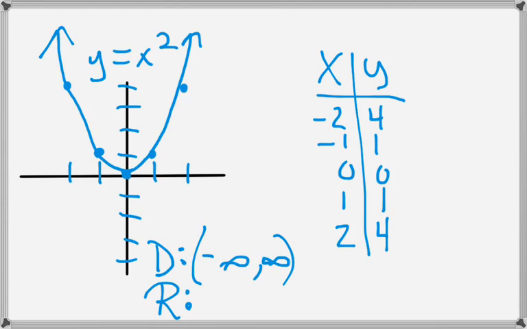And so the range then, since the lowest y value is 0, and then every other y value shows up somewhere on this graph, then the range is all numbers greater than or equal to 0.